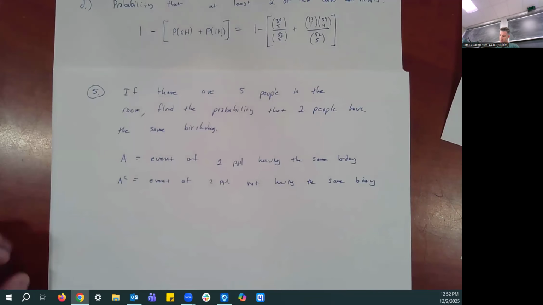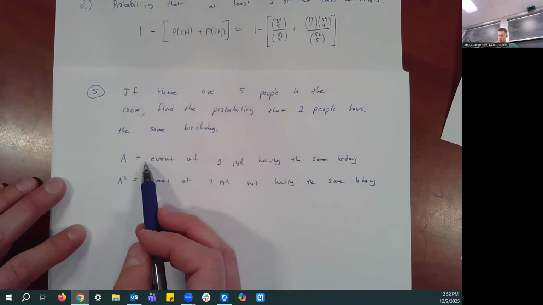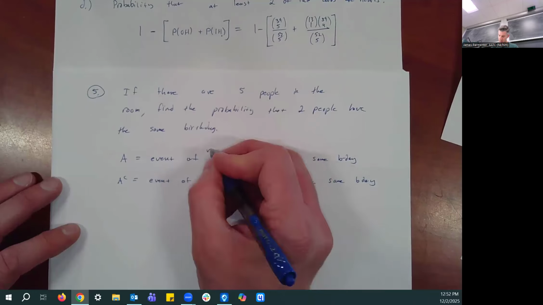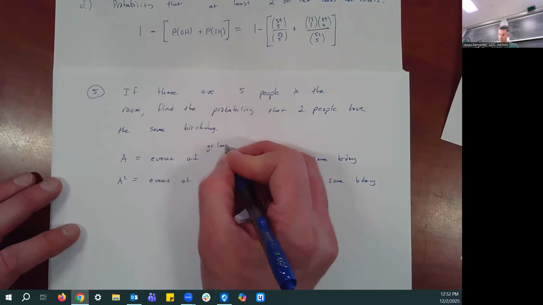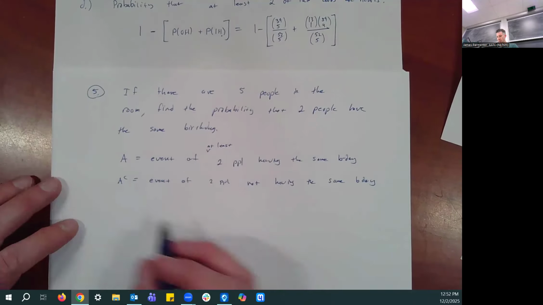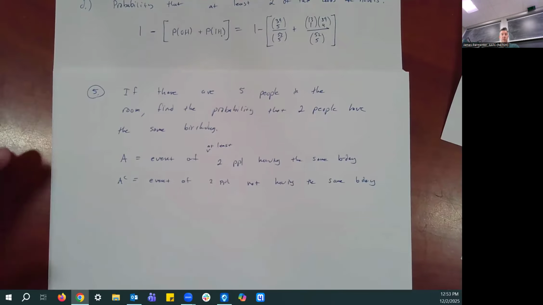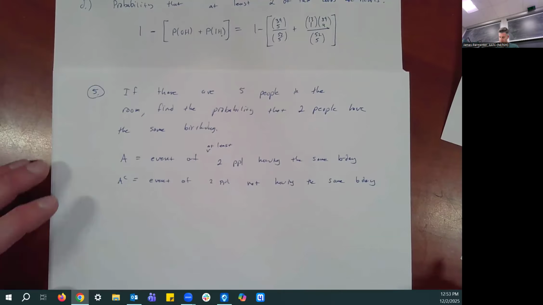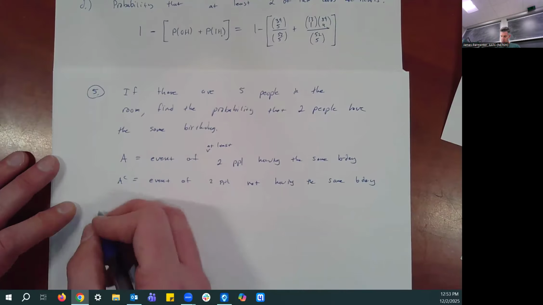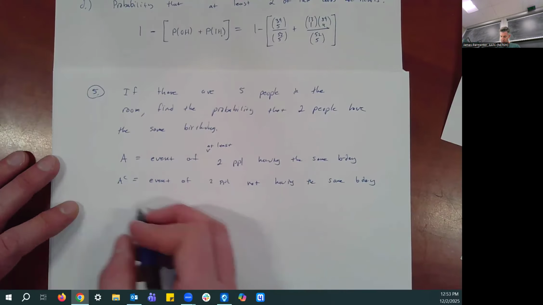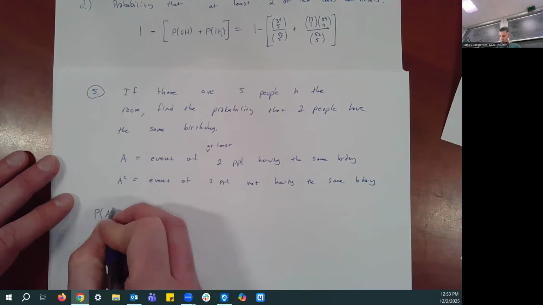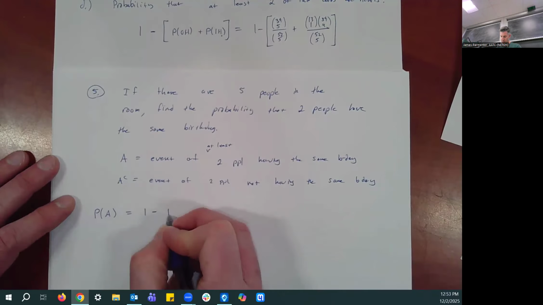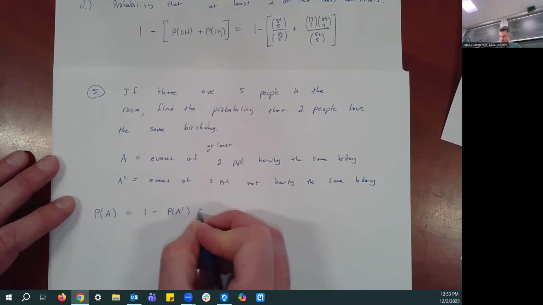So I feel like A is the event of at least 2 people having the same birthday, and A complement is the event of essentially nobody having the same birthday. So to find the probability of A, it's going to be 1 minus the probability of A complement. It's going to be 1 minus.